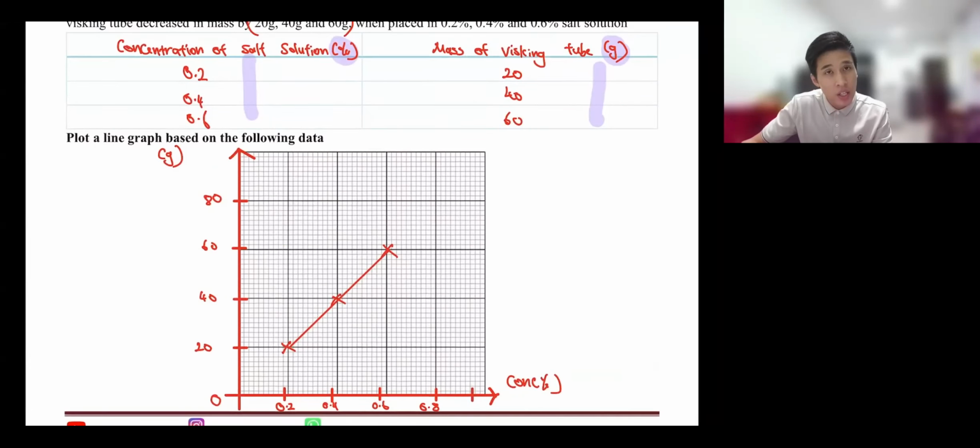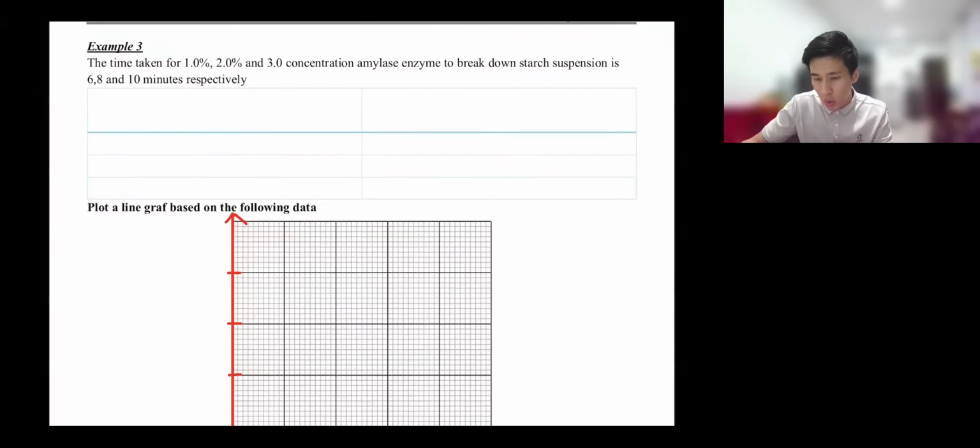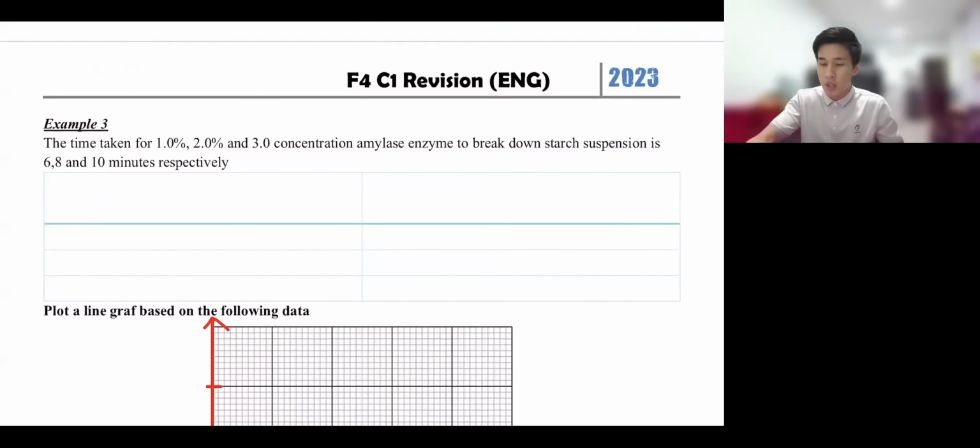Easy, this one. Next. Help me change to 10, 8, 6. Sorry. So the time taken for 1%, draw graph, use pencil. Draw graph is definitely pencil. The time taken for 1%, 2%, and 3% concentration of amylase enzyme to break down starch is 10, 8, 6 minutes respectively.